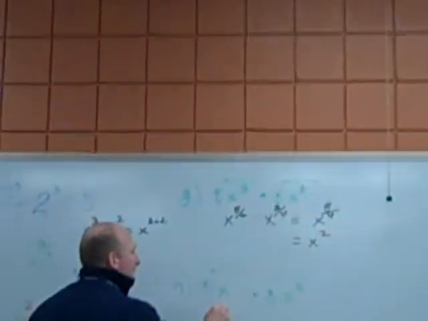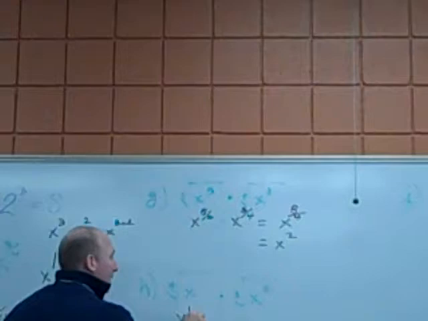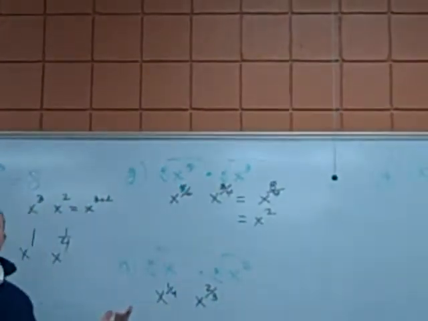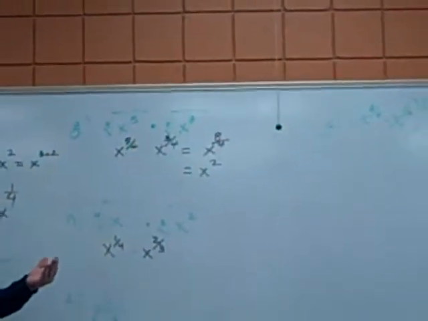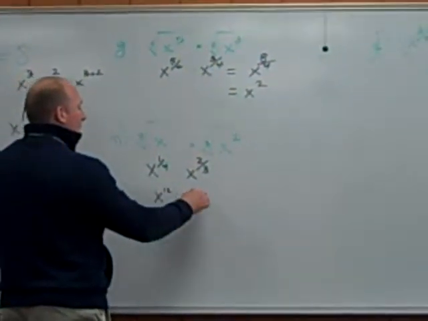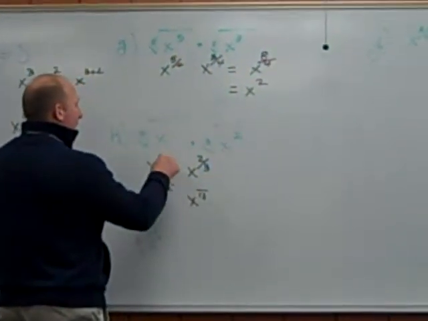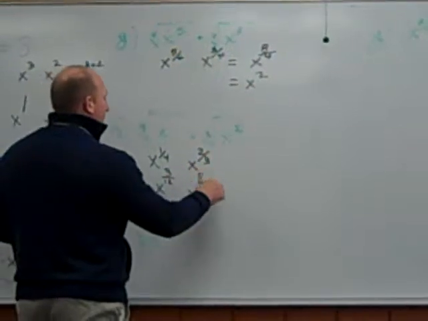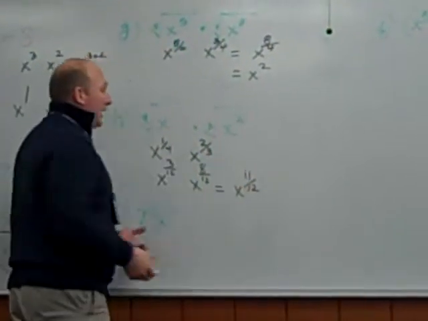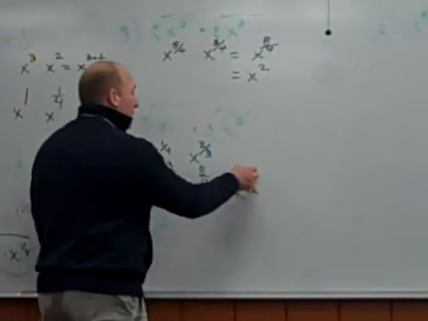Oh, I'm back. Okay. When in doubt, write them as fractional exponents. X to the 1/4 times x to the... Now, can I add those two exponents yet? Not yet. We got to get them to have a common denominator. I guess it's going to be 12 for both. That would be 3 and 8. So a grand total of 11 twelfths. Now, you can write it that way. What's the other way you can write it?